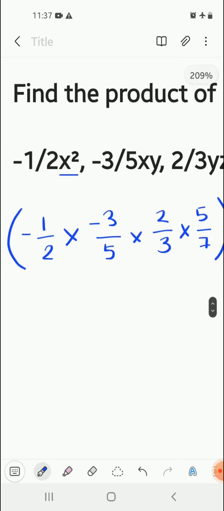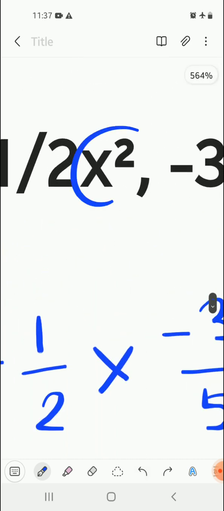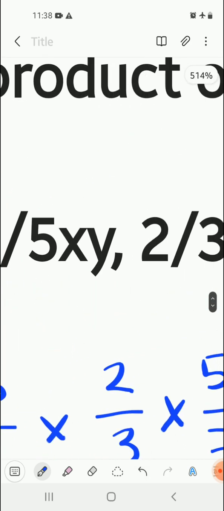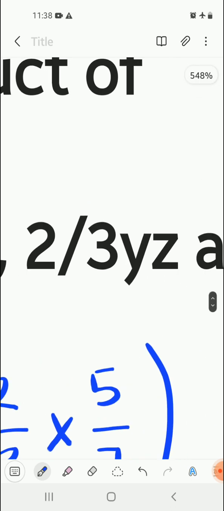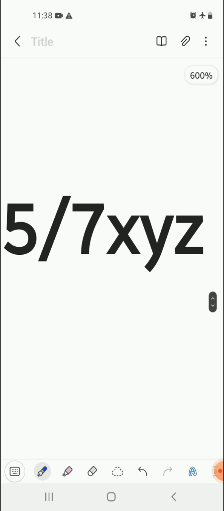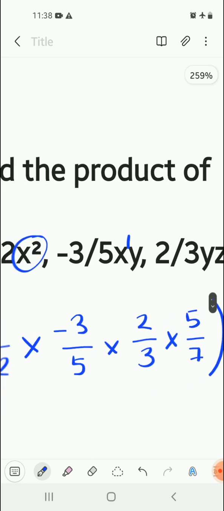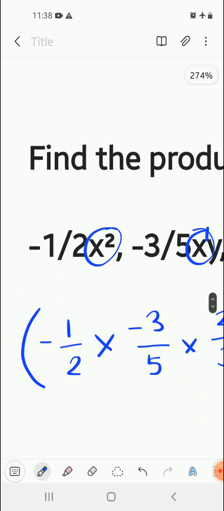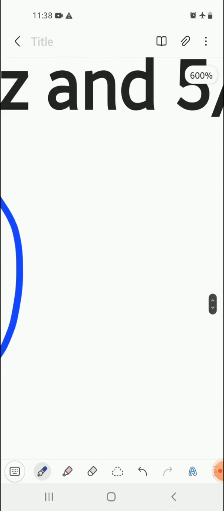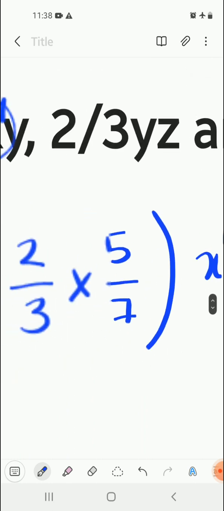The rest, x square. Pick all the x. It is x square, so to the power 2. This is only x, which means to the power 1. Here there is again no x, and here there is another x. So we have x to the power 1 here, plus 1, 2, and here 2. That means x to the power 4. So we're going to write x to the power 4.